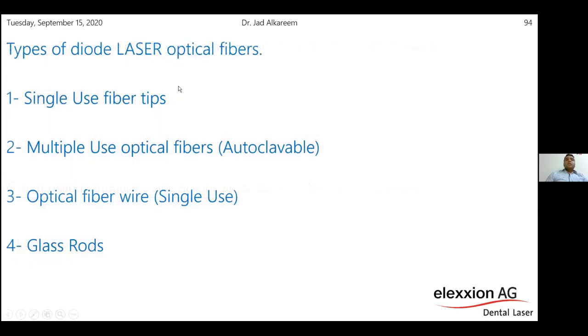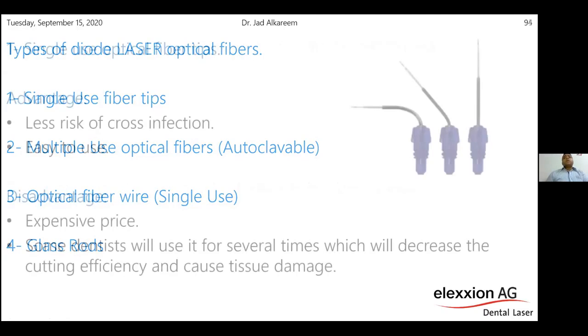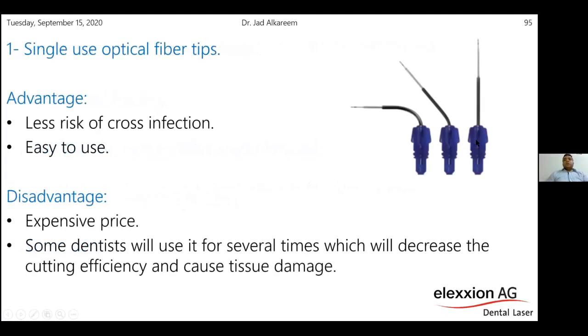We have different types of diode laser optical fibers. There are single-use fibers, multiple-use optical fibers which are autoclavable, or optical fiber wire, which is also single-use. And finally, we have something called the glass rod. So these are the single-use optical fibers. They have the advantage of less risk of cross-infection. They are easy to use, but the problem is that they are expensive.